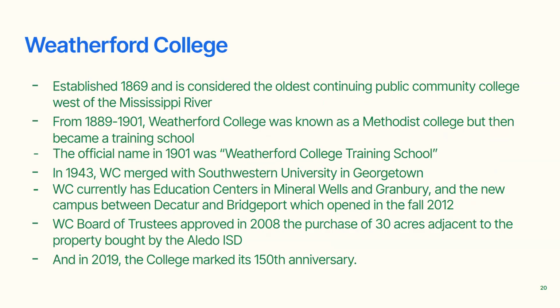And last, we did Weatherford College. Weatherford College was established in 1869 and is considered the oldest continuing public community college west of the Mississippi River. Super cool. From 1889 to 1901, Weatherford College was known as a Methodist college, but then it became a training school. The official name in 1901 was Weatherford College Training School.